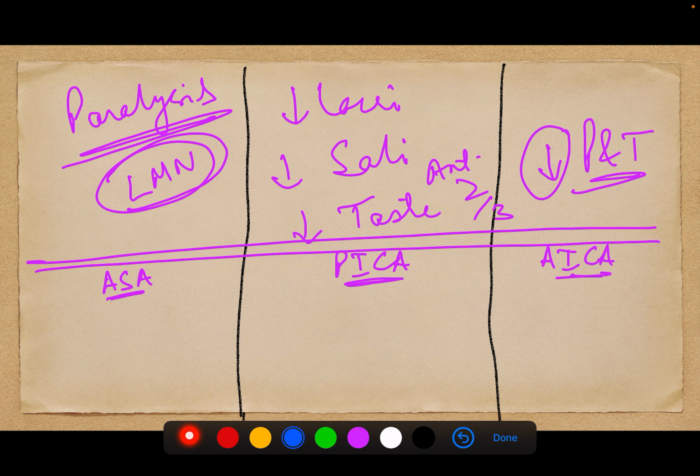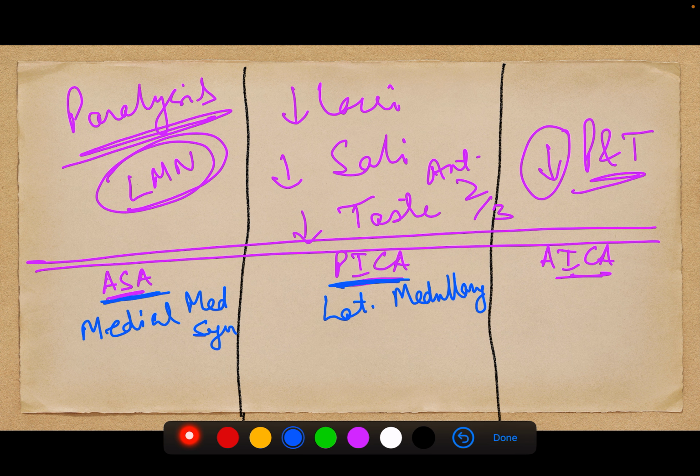Okay. What was the anterior spinal artery lesion? It was lying in the medial aspect of the medulla. So medial medullary syndrome. Posterior inferior cerebellar artery, lateral part of the medulla. So there is lateral medullary syndrome. And in the lateral medullary syndrome, what was the other name? Wallenberg syndrome. And in anterior inferior cerebellar artery, this is the lateral pontine. Lateral pontine. That's the name.